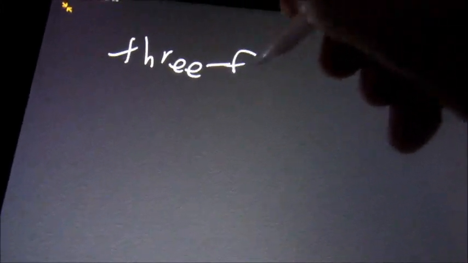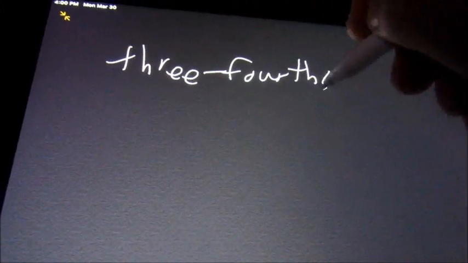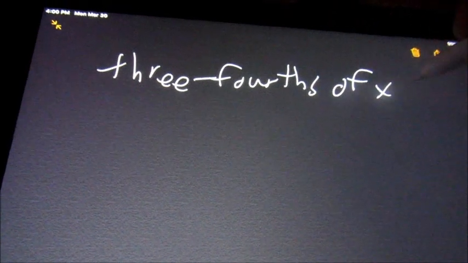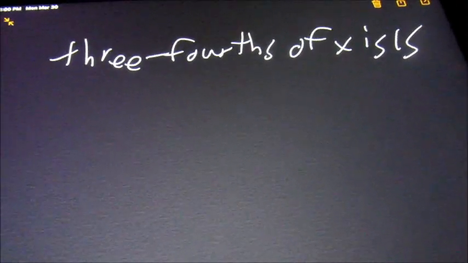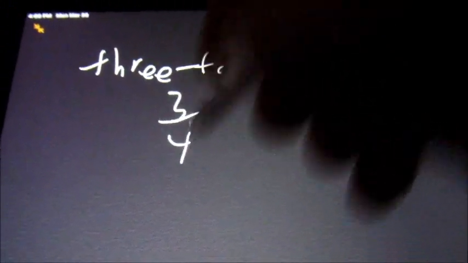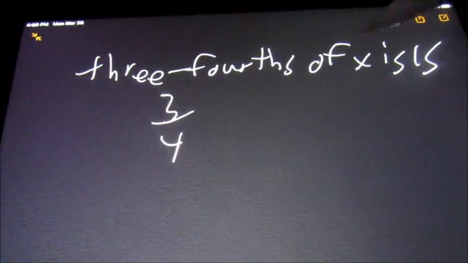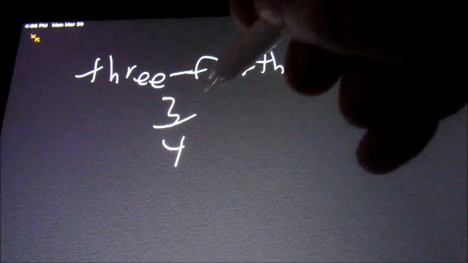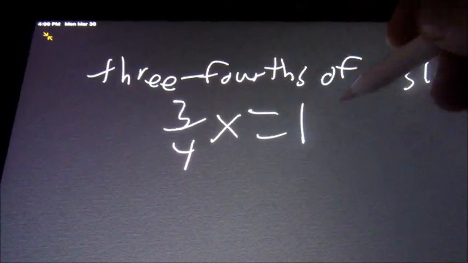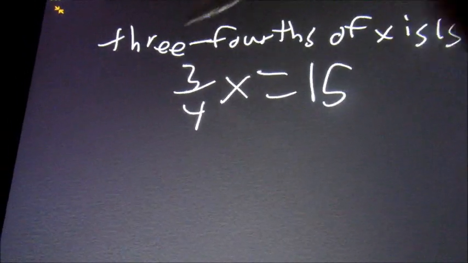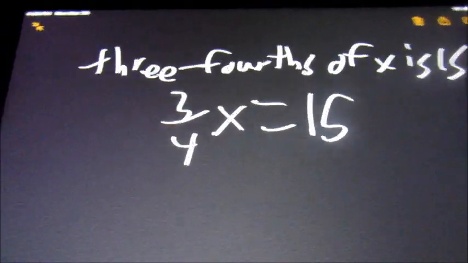Okay, next, let's say that we have a word problem of sorts that says 3/4 of x is 15. Okay, so 3/4, we just write 3 over 4. Of always means times, and then we have x. Is means equals, and then equals 15. So now we're just back to what we just had before.